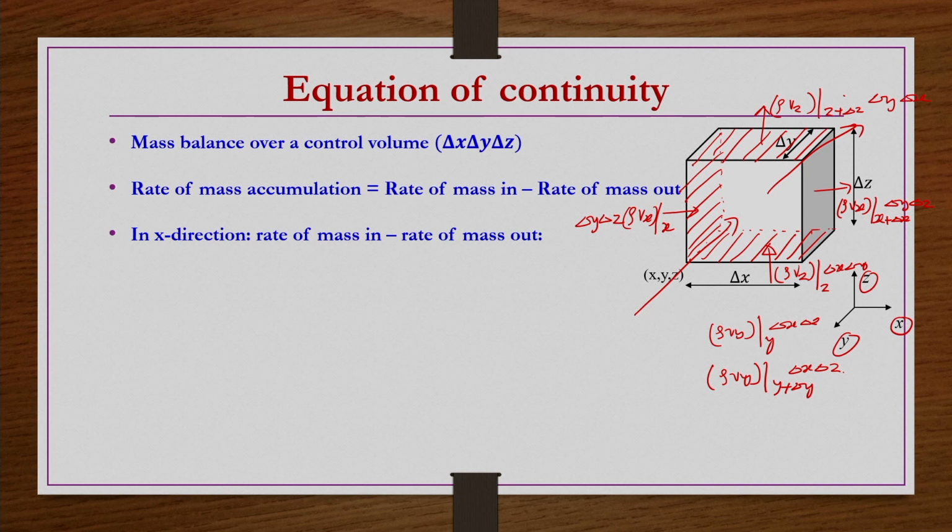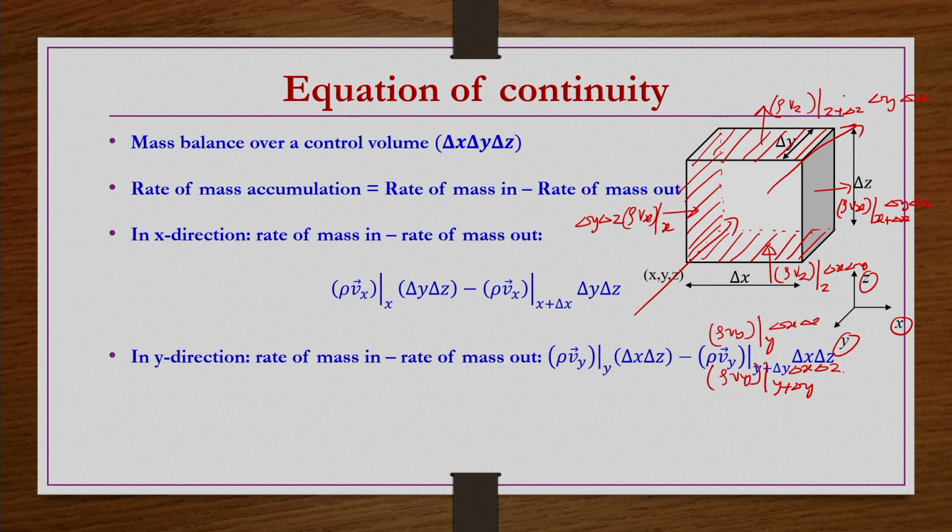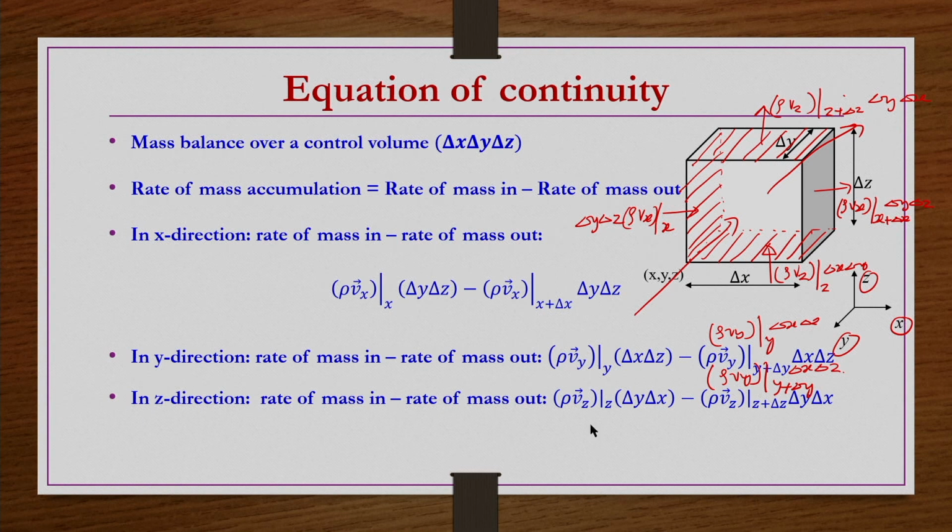In the x direction, you have rho Vx at location x multiplied by delta y delta z, minus rho Vx at location x plus delta x multiplied by delta y delta z. Similarly, in the y direction, rho Vy at location y multiplied by delta x delta z, minus rho Vy at location y plus delta y multiplied by delta x delta z. Likewise, in the z direction, rho Vz at location z multiplied by delta y delta x, minus rho Vz at location z plus delta z multiplied by delta y delta x.